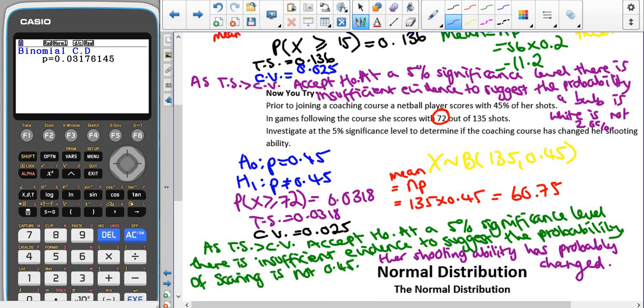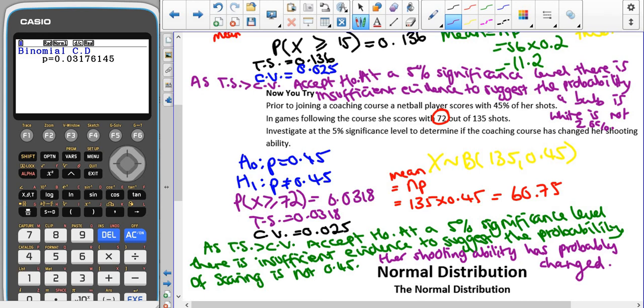That's our test statistic. The critical value is half of the significance level because it's two-tailed, which gives us 0.025. So then, as our test statistic is bigger than the critical value, we accept H0 at 5% significance level. There is insufficient evidence to suggest that the probability of scoring is not 0.45, which means that her shooting ability has probably not changed. Again, with a little comment there in reference to what the claim was.